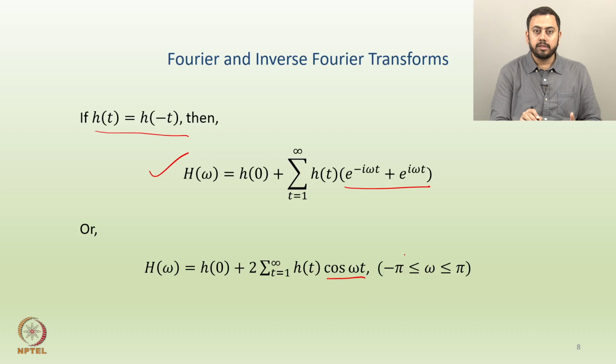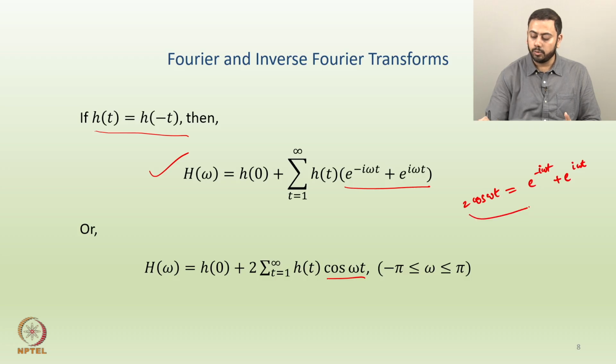So, from here can you tell me what exactly is the relationship now? In a way 2 into cosine of omega t would be nothing but this thing, e to the power minus i omega t plus e to the power i omega t, or in other words the cosine omega t would be nothing but 1/2 of that. So, if you bring this 2 here, it will be 1/2, isn't it? And then similarly one can actually establish a relationship between sine of omega t and these two individual entities. Okay.